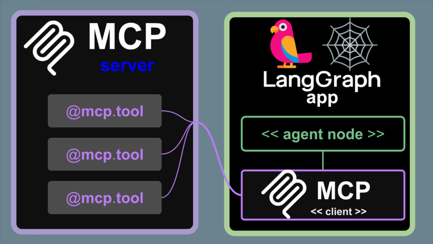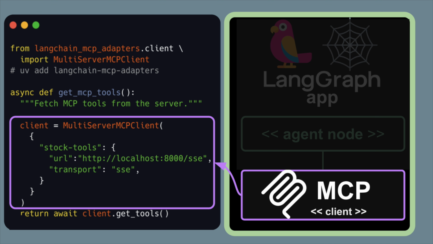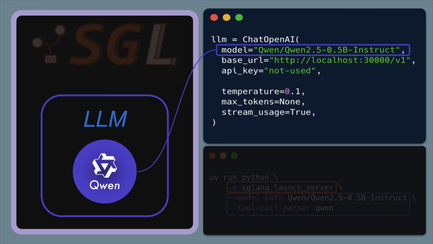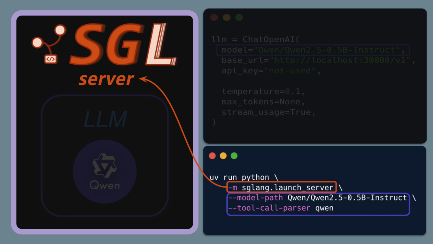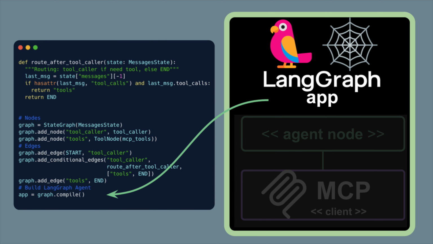We'll build this architecture one block at a time, starting with MCP Server, MCP Client, MCP Tool, LLM, we'll use Qwen 0.5 billion parameters, and LLM Server, we'll use SGLang, a LangGraph agent or node that has tool calling capabilities, and finally the LangGraph app.